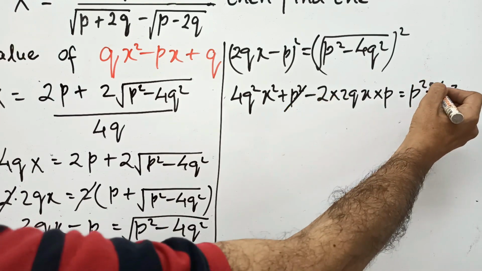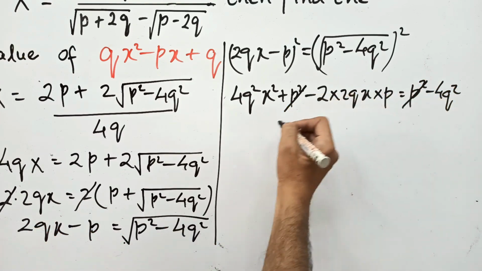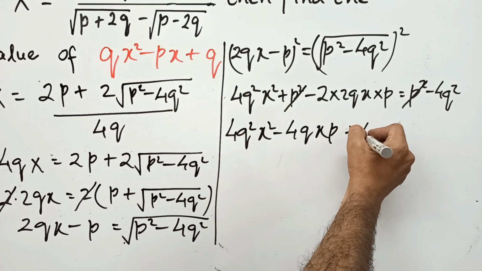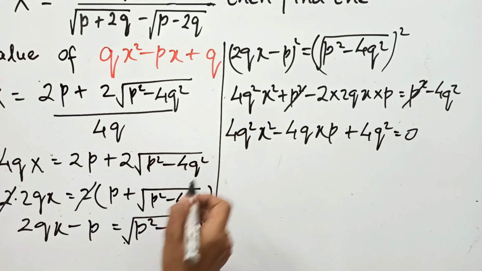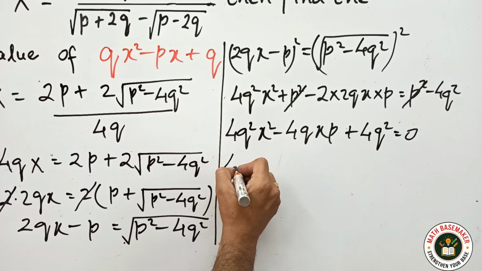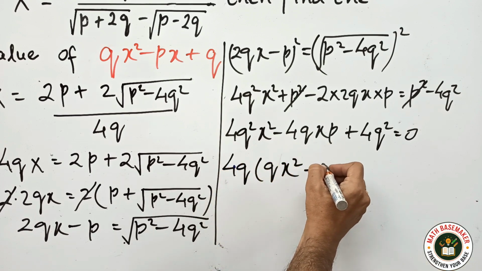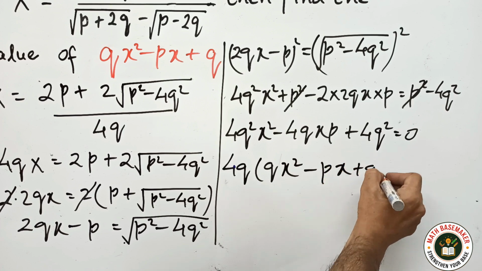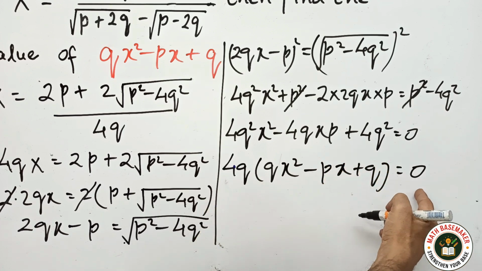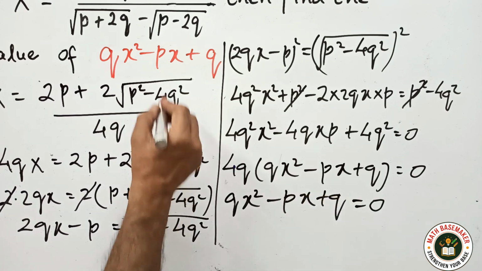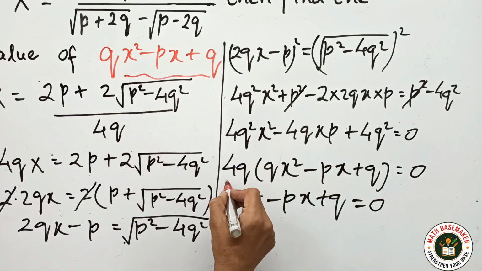P square, same sign opposite to each other, so cancel. Now 4q is common in the whole expression. Q will be coming in the denominator of 0. So the answer of this expression is equal to 0.